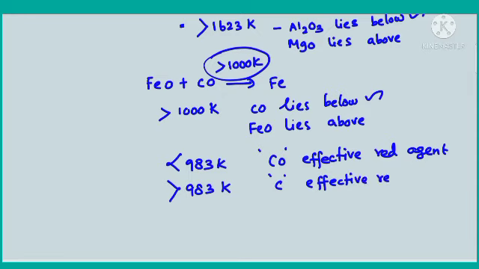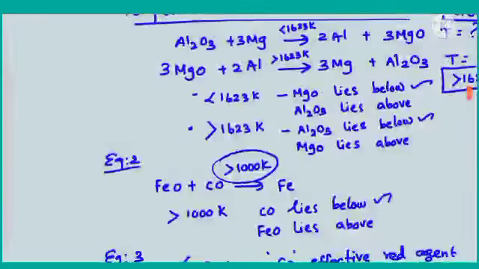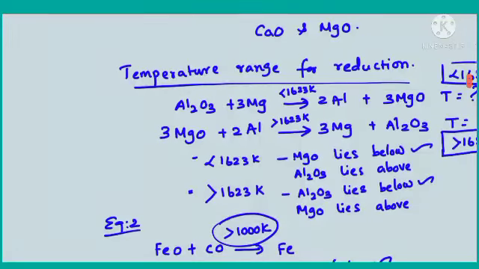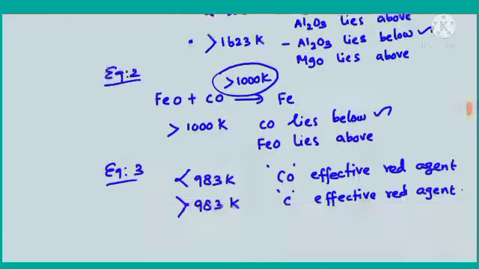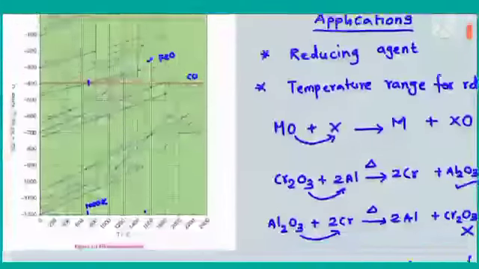So let us see this with the help of the Ellingham diagram. Okay, right. This is example number 3, example number 2. Then aluminum oxide and magnesium oxide, that is example number 1. Okay, right. Now go to the Ellingham diagram.